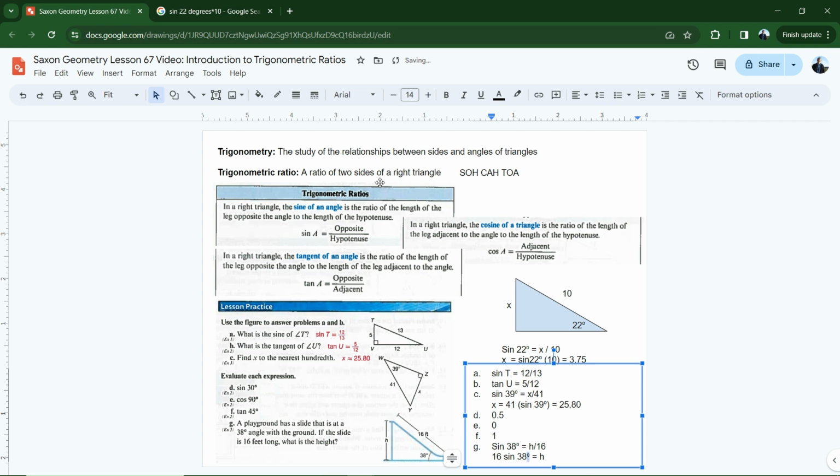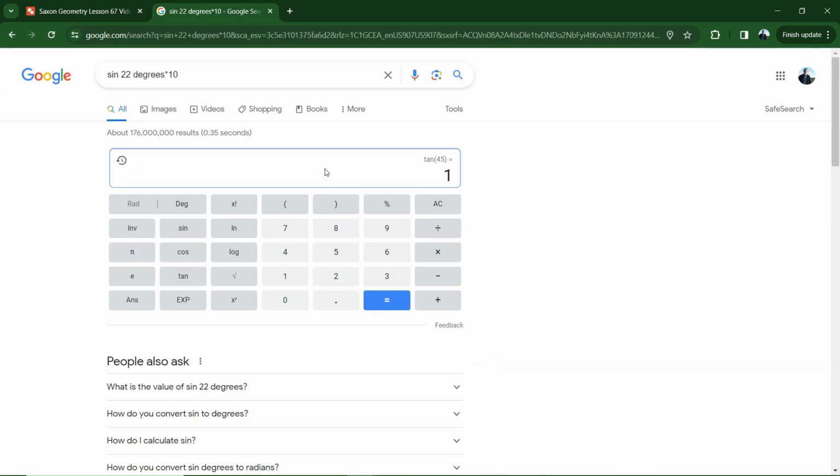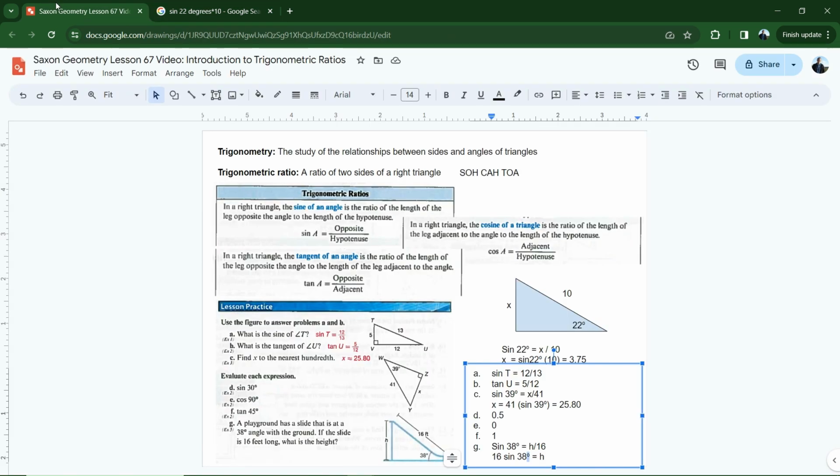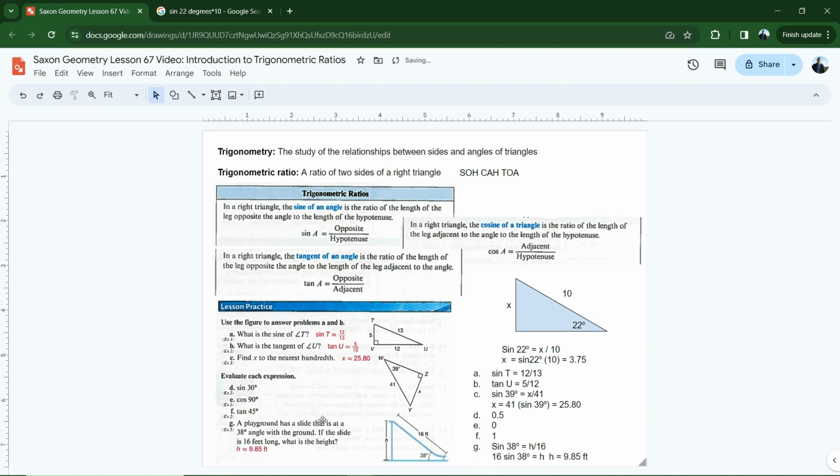Okay, go to my calculator and do 16. So we're going to do 16 times the sine of 38 degrees. And we'll get an answer, 9.85. It said, let's see, so it should be 9.8, hold on. h equals 9.85, and that's going to be feet. And let's just make sure we did that one right: 9.85 feet.